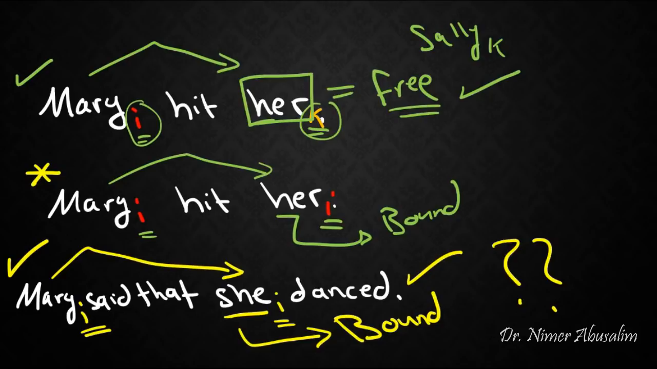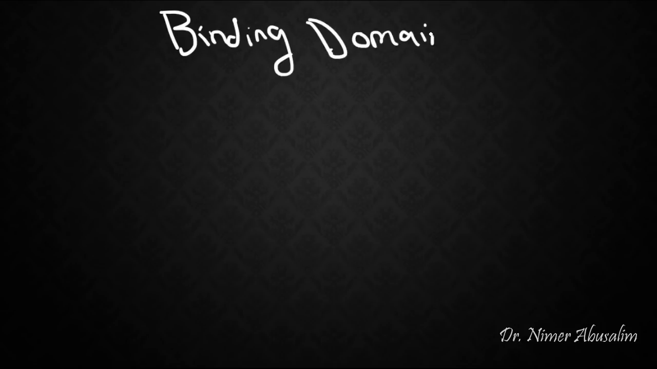That means our principle A and principle B are likely missing something. What they're missing is something called the binding domain.